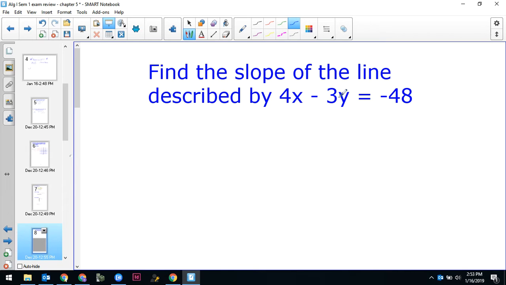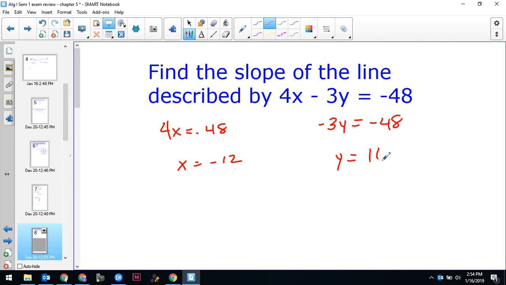Now, when I don't have 2 points to take the slope from, I just generate those 2 points. The easiest 2 points to get are the intercepts. So let's find what the intercepts are. Plug in 0 for y, and we end up getting 4x is equal to negative 48. So x, dividing by 4, would be negative 12. Plug in 0 for x, and I end up getting negative 3y is equal to negative 48. 48 divided by 3 is 16. And so we have negative 12, comma 0 and 0, comma 16.